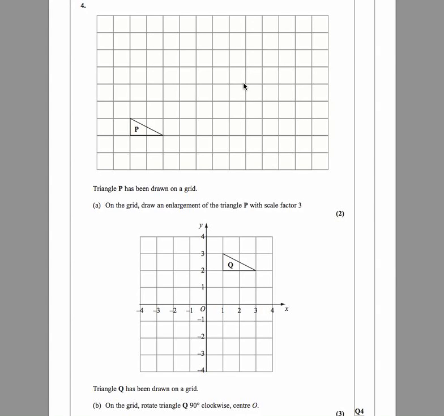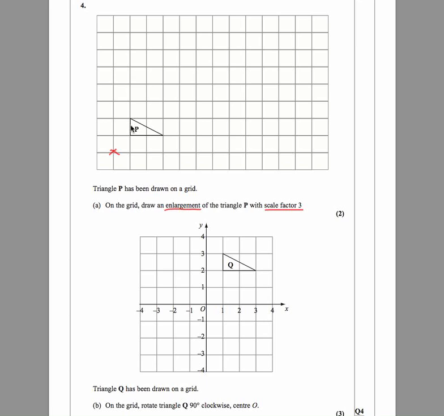Okay, question 4. Triangle P has been drawn on a grid. On the grid, draw an enlargement of the triangle P with scale factor 3. Normally, they would give the factor of enlargement and the point from which it is enlarged, which we call the origin. They haven't given us one here, so we're going to pick this point here, but you could pick anywhere. Obviously if you pick somewhere here, then it would enlarge that way and you'd have no squares. So we're going to pick it here.